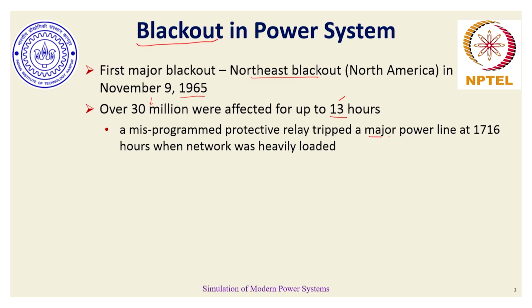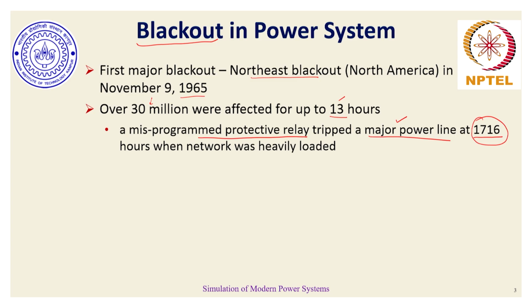one of the major power lines, which had its own protective relay device, had a maloperation. The maloperation was because of a wrong setting given to the relay, as a result of which at 5:16 p.m. this major power line, which was carrying a significant amount of power, specifically given that it was evening hour, where, as I have mentioned in the duck curve or the load curve, in the evening hours the network load goes up.